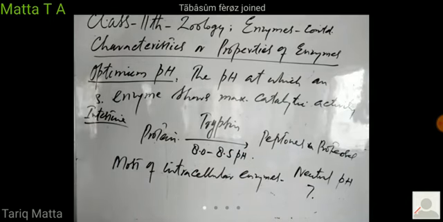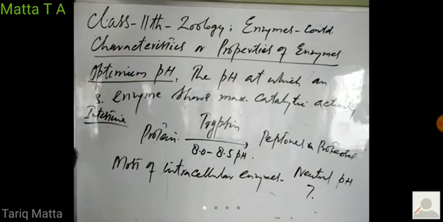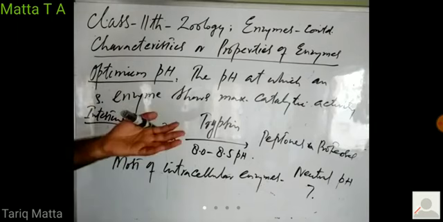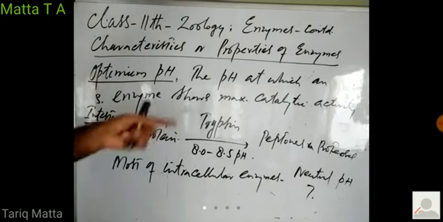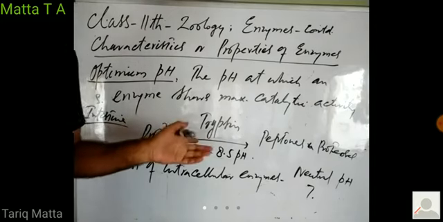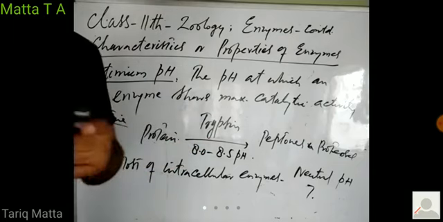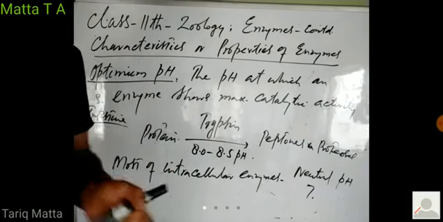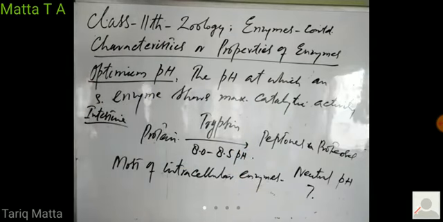So now what is the optimum pH of an enzyme? Optimum pH of an enzyme is that pH at which the enzyme shows maximum catalytic activity, and it varies for different enzymes. Some enzymes show maximum catalytic activity in acidic medium. Some enzymes show maximum catalytic activity in alkaline medium. And some enzymes show maximum catalytic activity at neutral pH, that is 7, right? So that is the optimum pH for the enzymes.